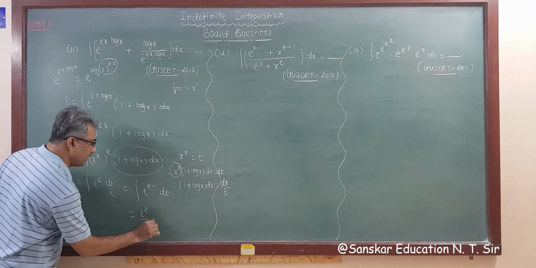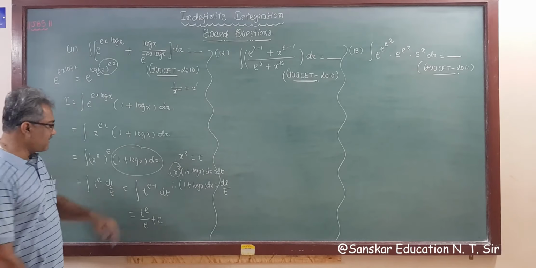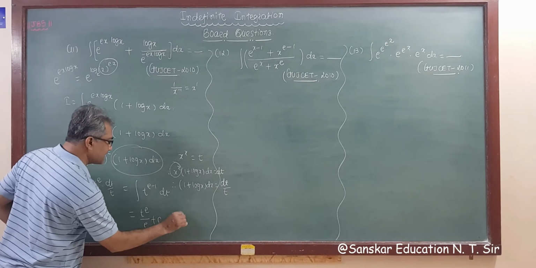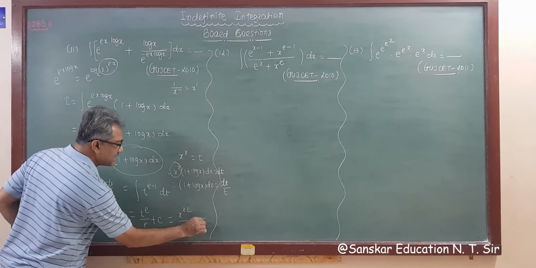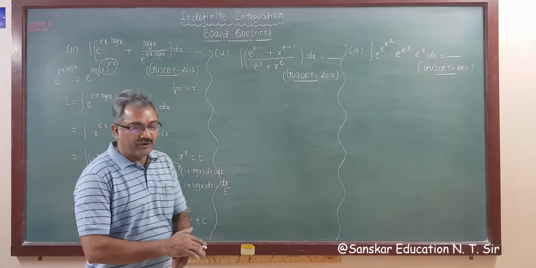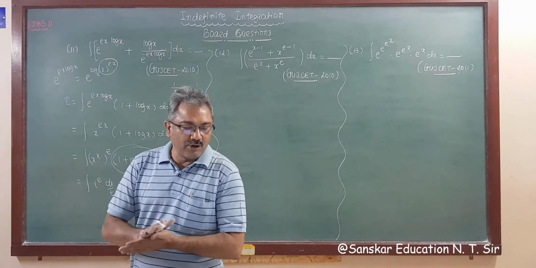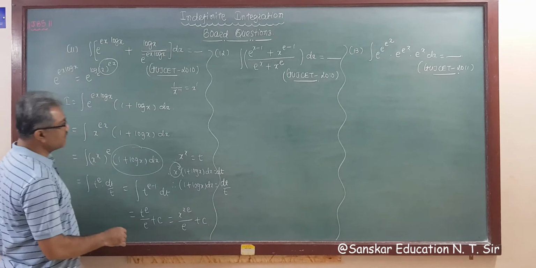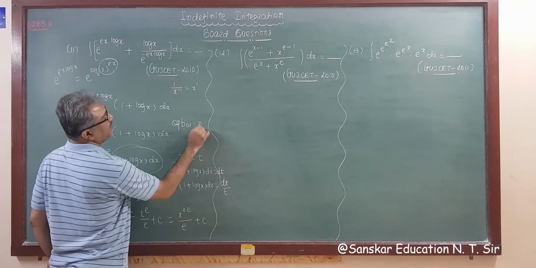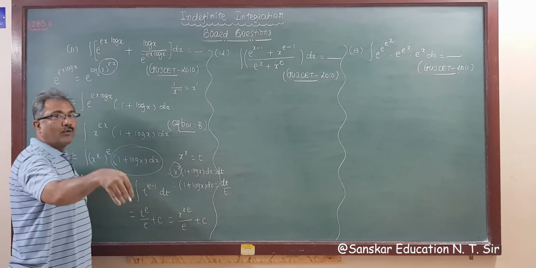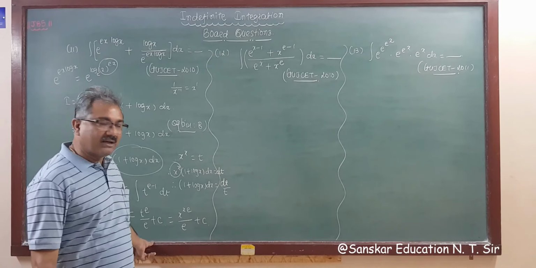So plus c, and what is t? t is x raised to x, so the answer is x raised to x raised to e upon e plus c, that is from your given options, option B is your correct answer. So here option B is your correct answer, and you know the bold letter is your correct answer.